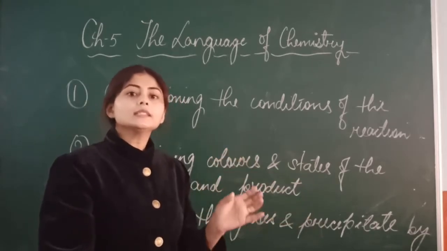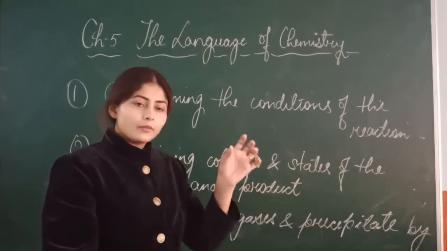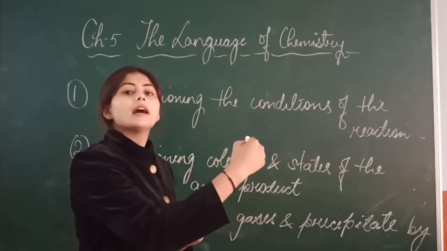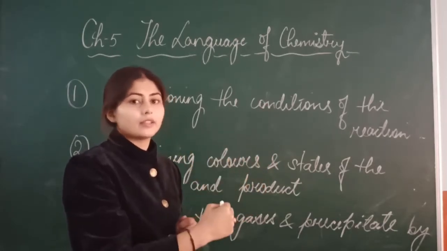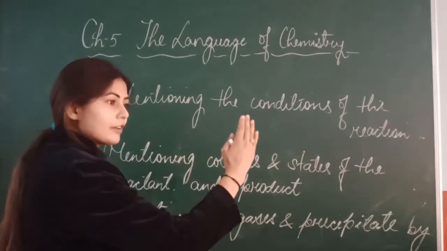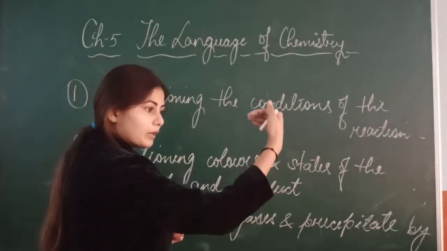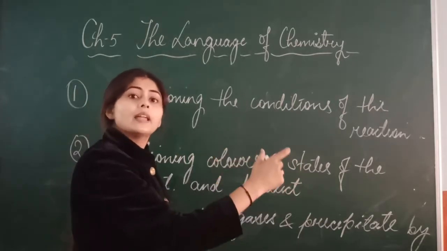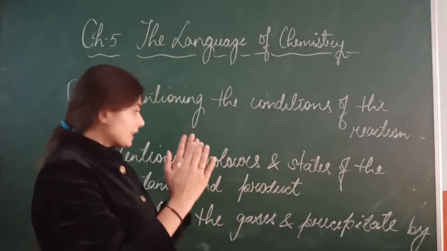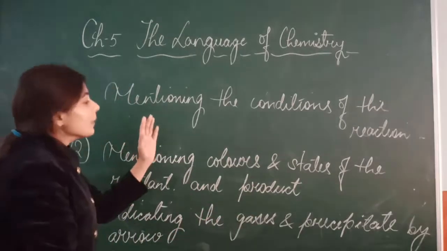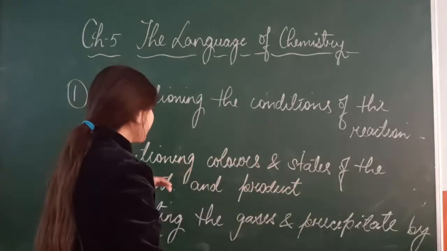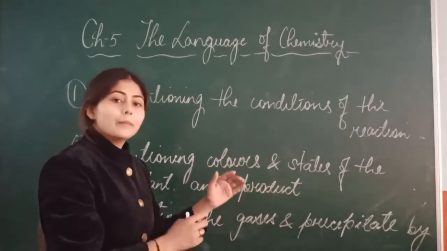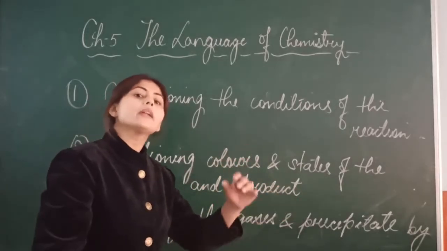So in the chemical reaction where we are writing the reactant, just below that in brackets we mention the color of that reactant. Then if we are writing the product, just below the name of the product in brackets we write the color of that product. In this way we can mention the color and state of the reactant and product in a chemical reaction, and this makes the chemical reactions more informative.